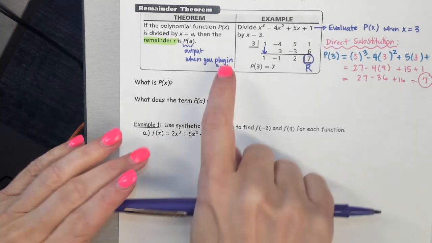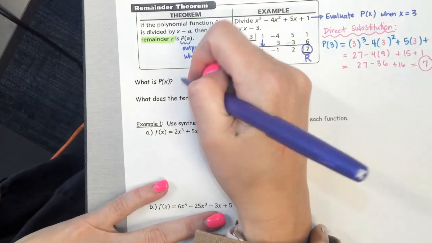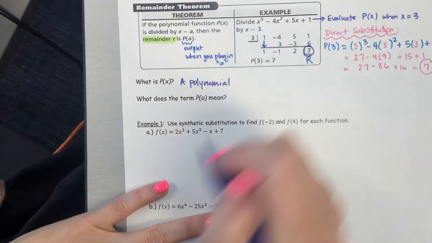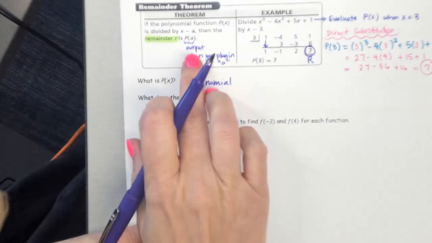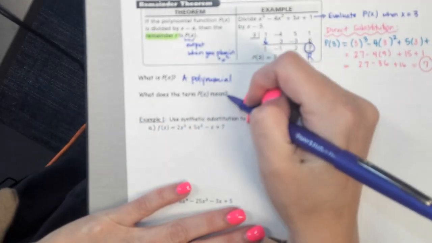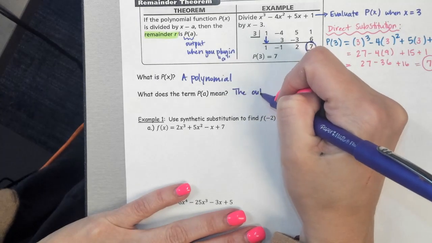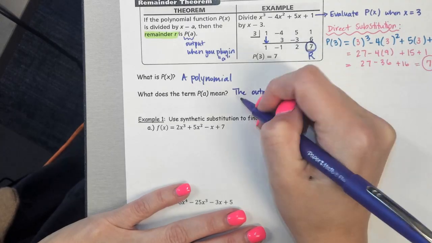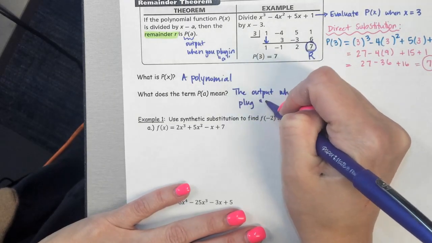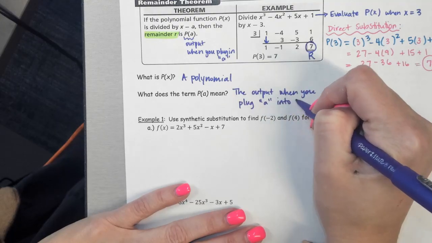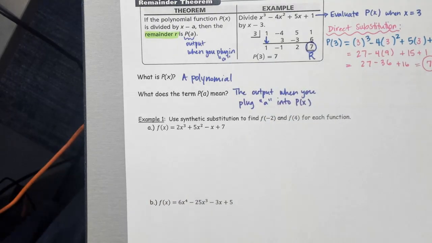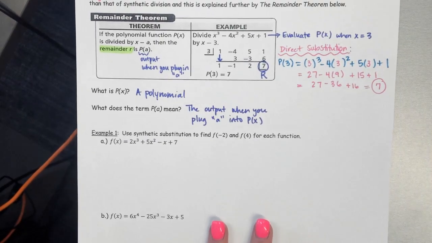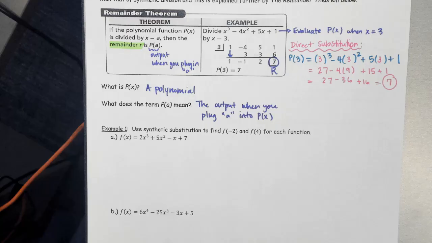Okay, so what is p of x? When they're talking about p of x, they're just talking about some polynomial. Okay, and what does the term p of a mean? I put it there for you. So the output when you plug in a. Okay, so it's the output when you plug a into p of x or into the polynomial. Okay, that's what the theorem is telling you.